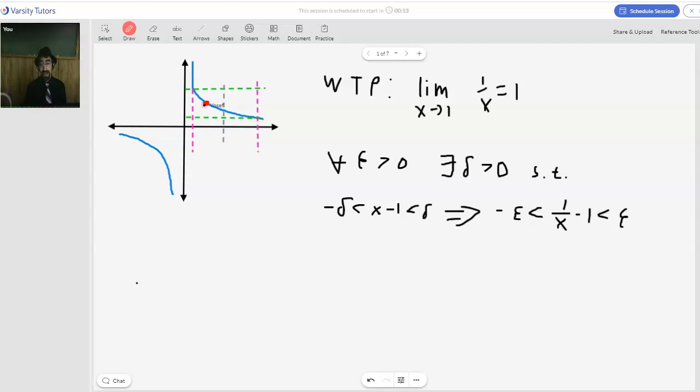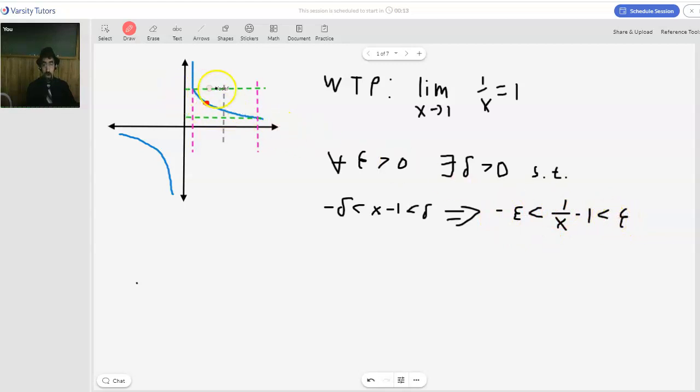However, the graph can help direct your thought process, and this is something that we'll be doing throughout the course of this video. What we want to prove for this limit is that for any positive epsilon, there exists some positive delta, such that as long as x minus 1 is between negative delta and delta, that will imply that 1 over x minus 1 is between negative epsilon and epsilon.